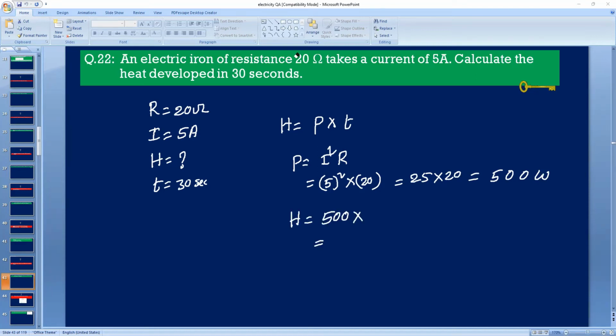So 30 seconds, how many hours? So 30 by 3600 hours, which means 1 by 120 hours. So at the same time, hours you can complete it, 1 by 120 hours. Now 500 by 120.